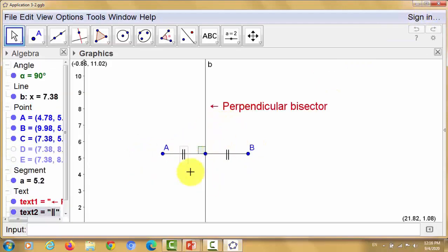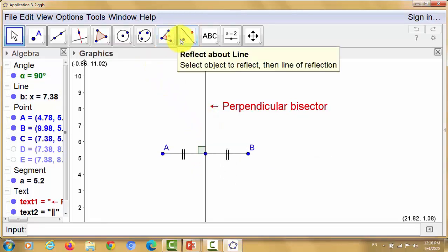Look here for this figure. This is segment AB. This is the perpendicular bisector. The perpendicular bisector divides the segment into two equal parts and makes it perpendicular. This is the axis of symmetry.